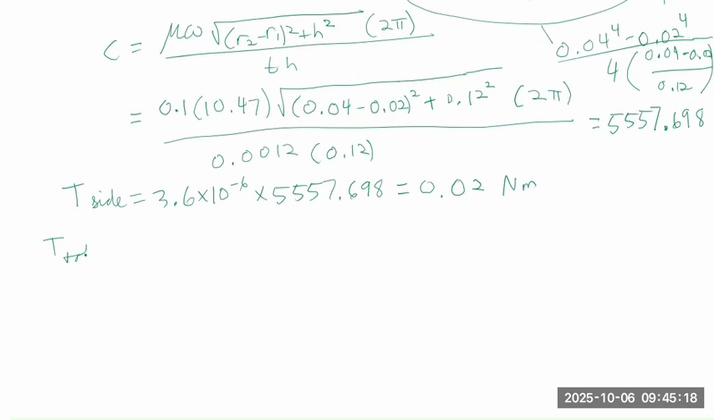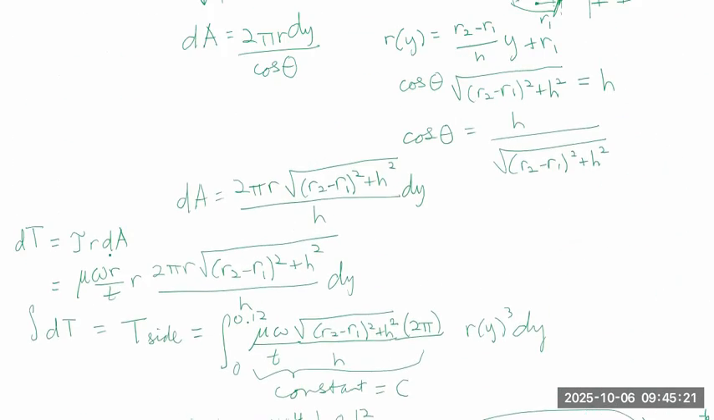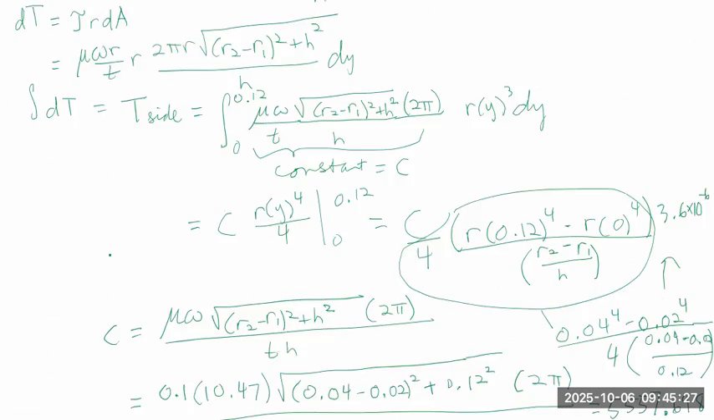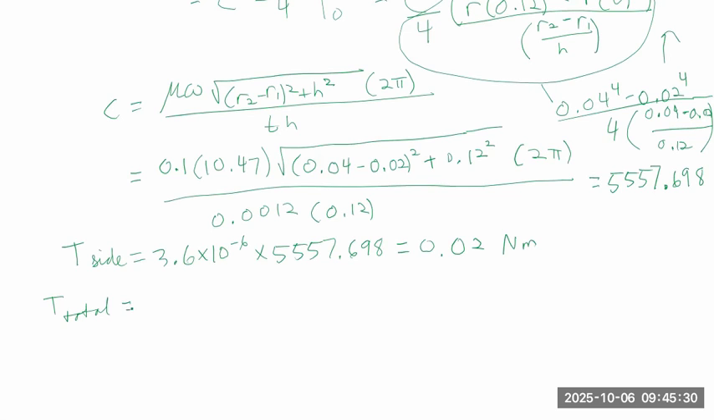So now let's add T total. T total will be equal to the value for T bottom and T top. So it'll be equal to 3.5 times 10 to the negative 3 plus 0.02 plus 2.19 times 10 to the negative 4. And this will give us 0.023719 Newton meters.